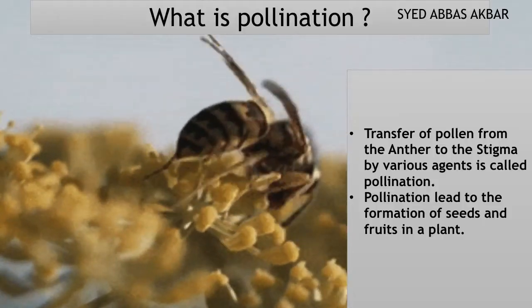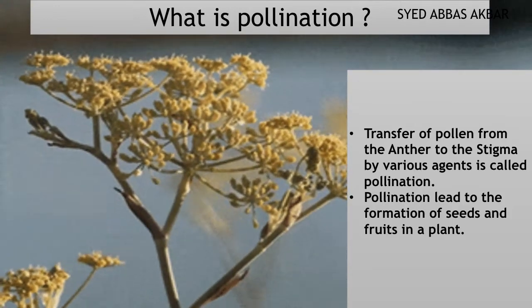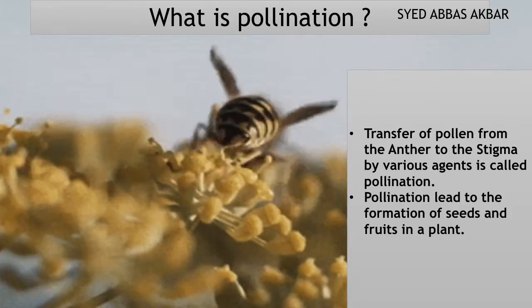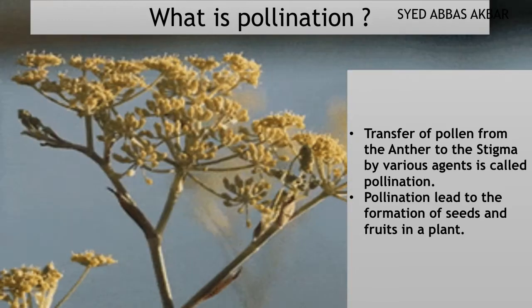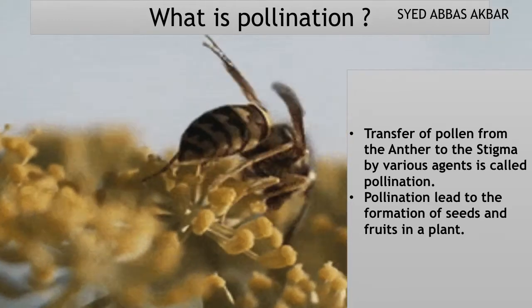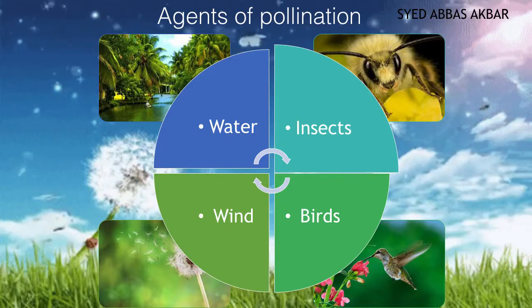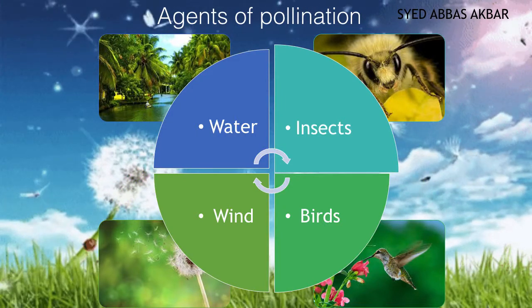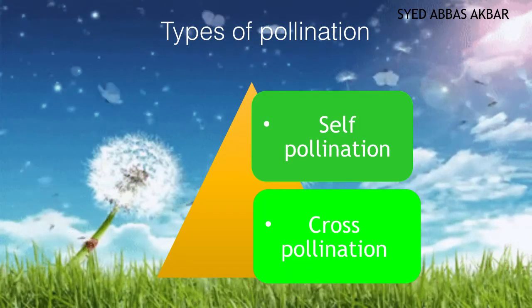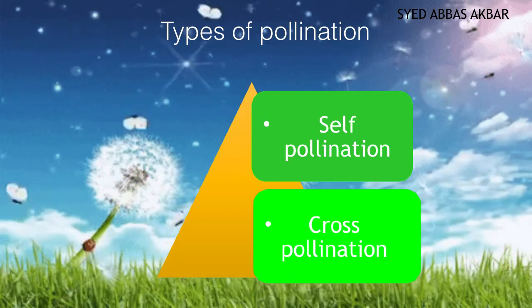Now let us talk about pollination. Transfer of pollen grains from the anther to the stigma by various agents is called pollination. Pollination leads to the formation of seeds and fruits in a plant. The agents of pollination are water, insects, wind and birds. Types of pollination: self-pollination and cross-pollination.